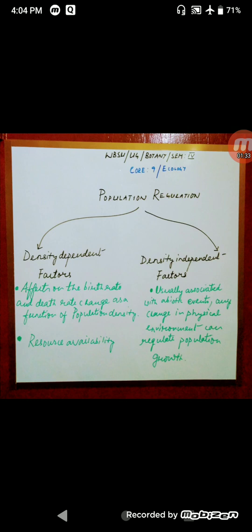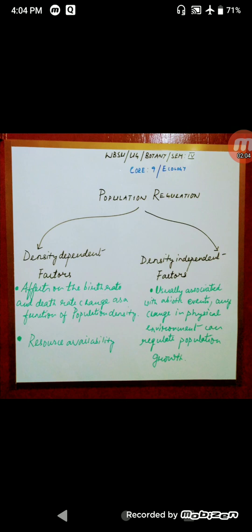So either their interspecific interactions, which can decline their density, or their food sources or the resource availability can regulate their density or their number. So in this way, these density-dependent factors can regulate the population.